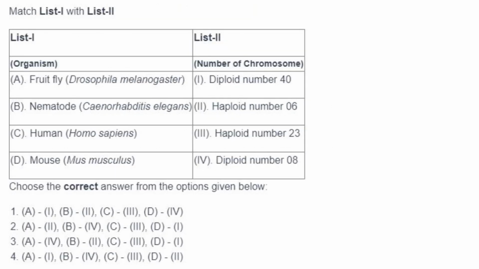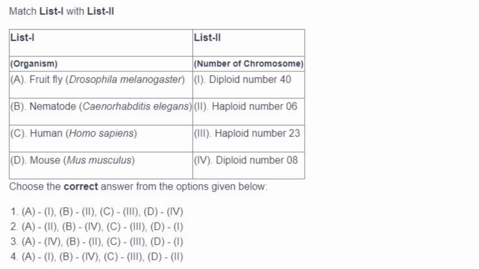Then next one. Again match the following. That is the organism with the number of chromosomes. So these are certain organisms which you have to remember for knowing the diploid and the haploid number of chromosomes in them. You have to know that by heart.